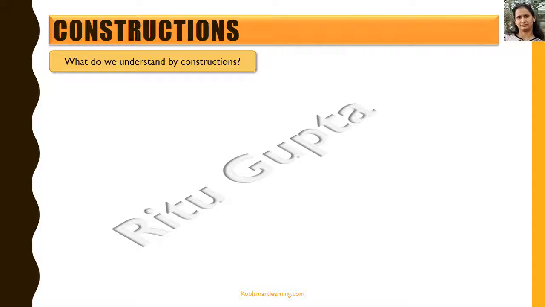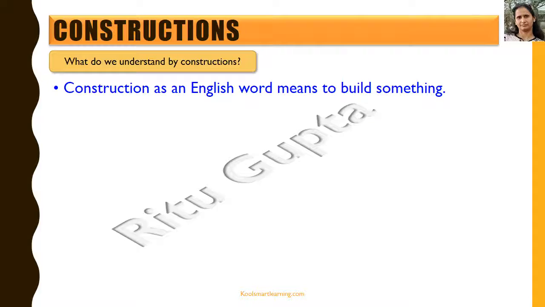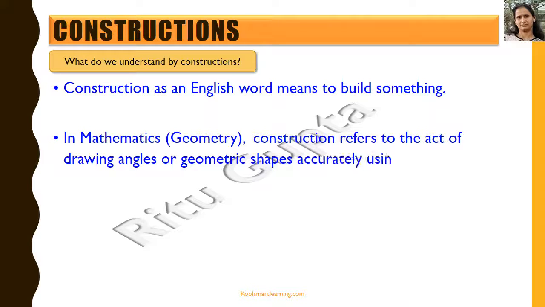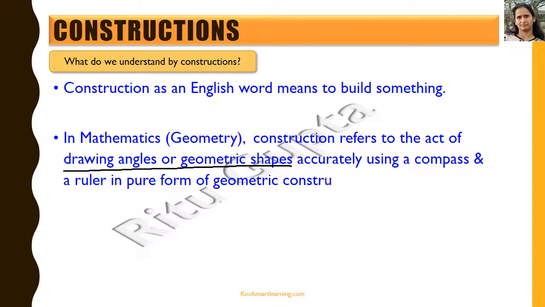So friends, let's first of all understand what we mean by constructions. As we know, construction as an English word means to build something. When we talk about the geometry branch in mathematics, construction refers to the act of drawing angles or geometric shapes accurately using a compass and a ruler, in the pure form of geometric constructions. What do we mean by the pure form of geometric constructions?